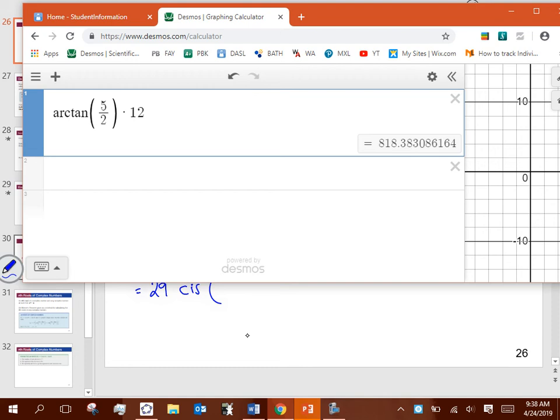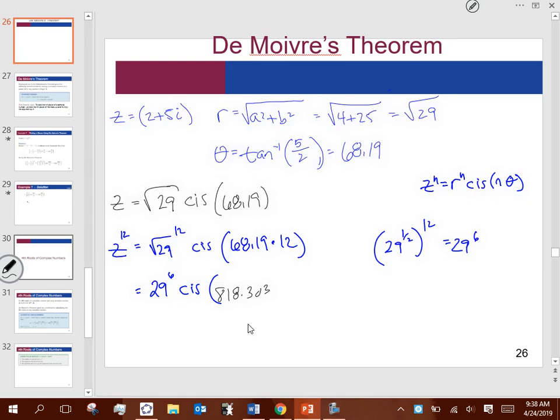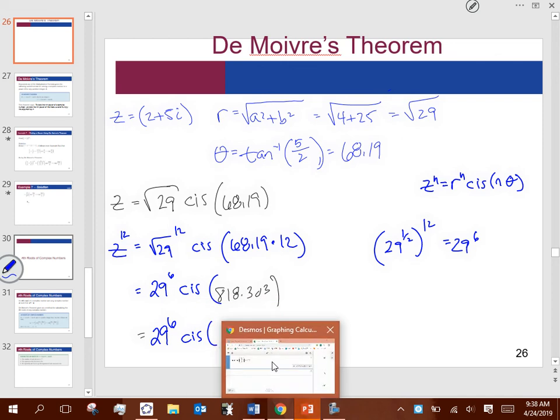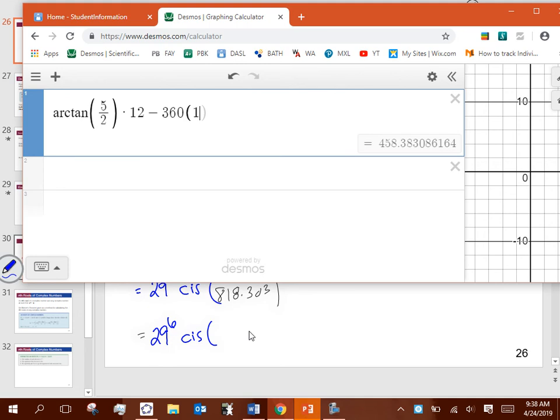So I can write this as 818.383. Okay. But what did we say yesterday? We like that number to be between what two values? Yeah, 0 and 360. So I'm going to write this way. We'll take that number and subtract 360 one time. And that doesn't get between 0 and 360, right? So subtract it a second time, and then we get 98.383.